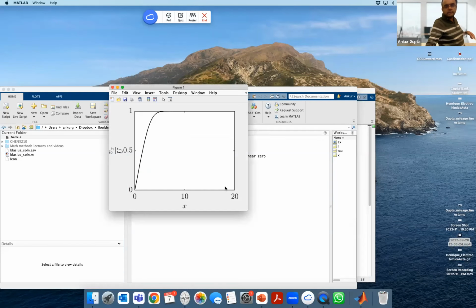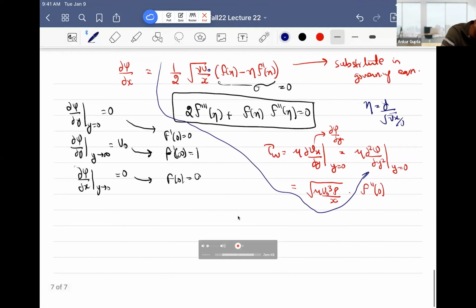To show you the figure, this is how the velocity profile looks. This is with respect to, it should not be x, it should be eta. If eta equals 0, we know the velocity is 0. When eta goes to infinity, we know the velocity should go to 1, right? That's how it should go. You can plot profiles, you can plot Vy and so on. So essentially this number here is 0.332.